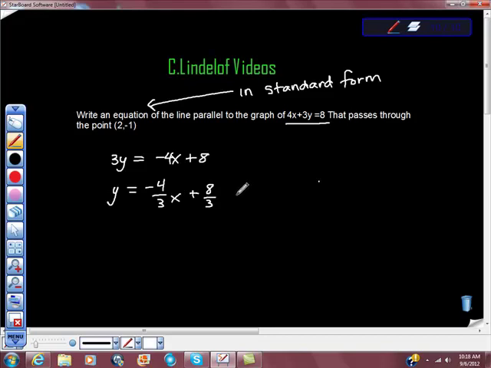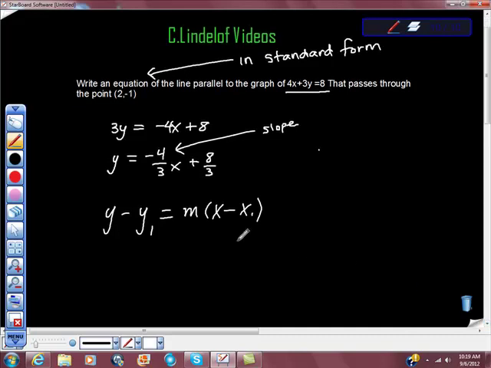So for a line to be parallel, what has to be true? For lines to be parallel, what do they have to have? Same slope. So that's what I'm going to do. This whole exercise was just to get this piece right here. This is the slope of the line. So now I'm going to use point-slope form. Point-slope form is y minus y sub 1 is equal to m times x minus x sub 1.